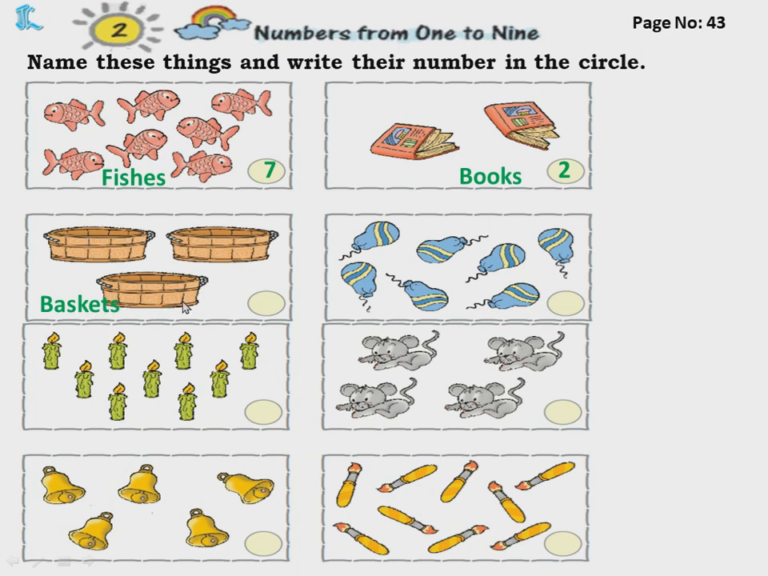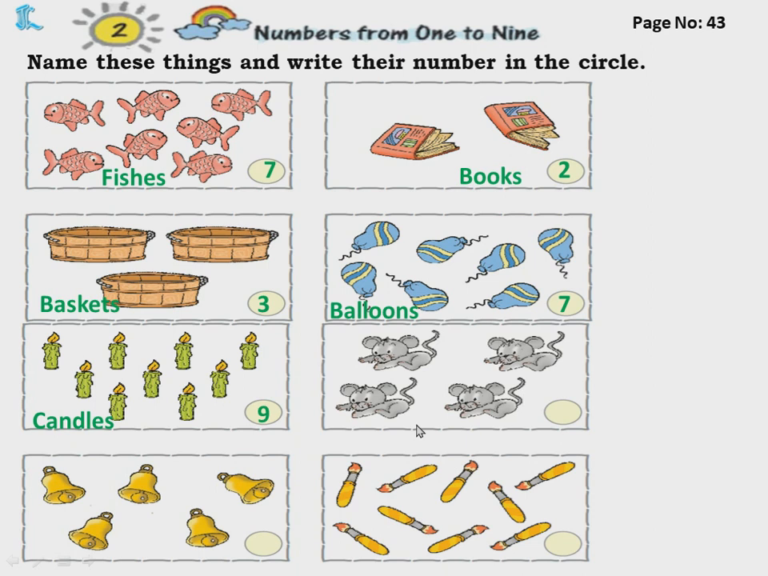1, 2, 3. Next, what is this, children? Balloon. So write balloons. B-A-L-L-O-O-N-S. Balloons. Now count 1, 2, 3, 4, 5, 6, 7. How many are there? 7. What are these? Candles. C-A-N-D-L-E-S. Candles. How many are there? 1, 2, 3, 4, 5, 6, 7, 8, 9.